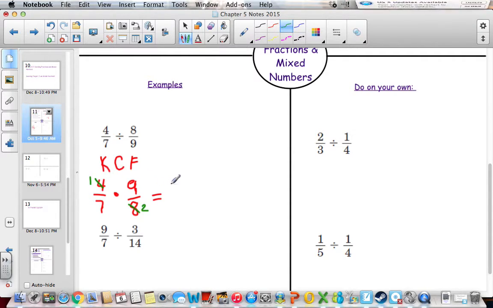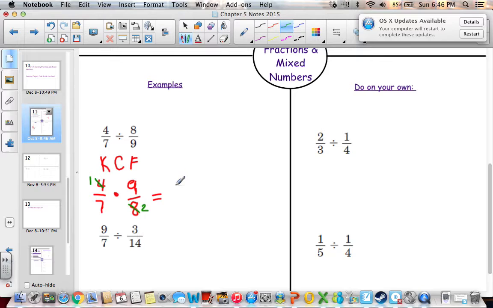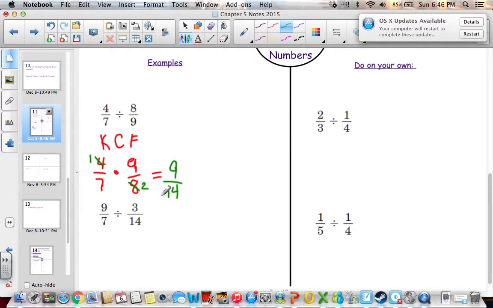Now we multiply fractions just like we know how to do. 1 times 9 is 9. 7 times 2 is 14, and then it is already in simplest form. If we didn't simplify before, we would end up with 36 over 56, and then we'd simplify and we would still get 9/14. Okay, let's look at another one.